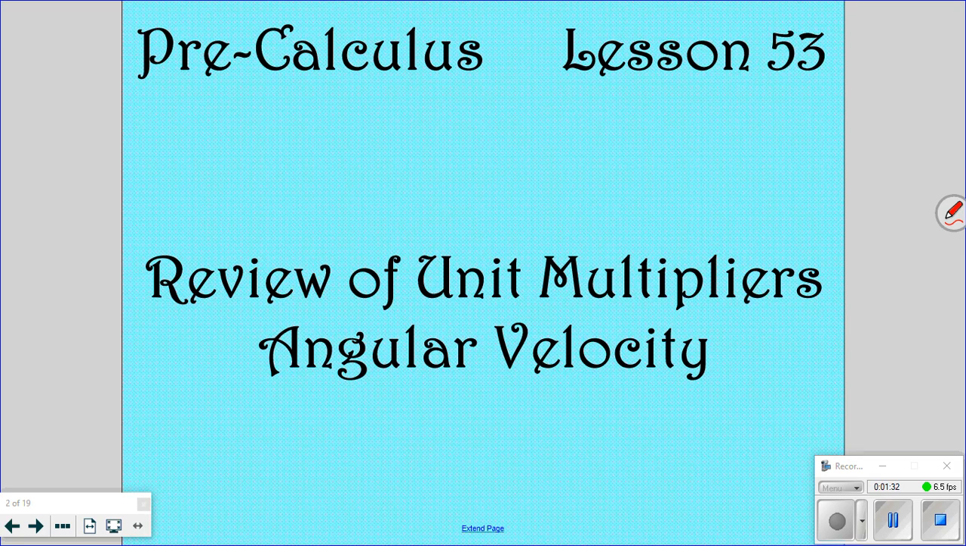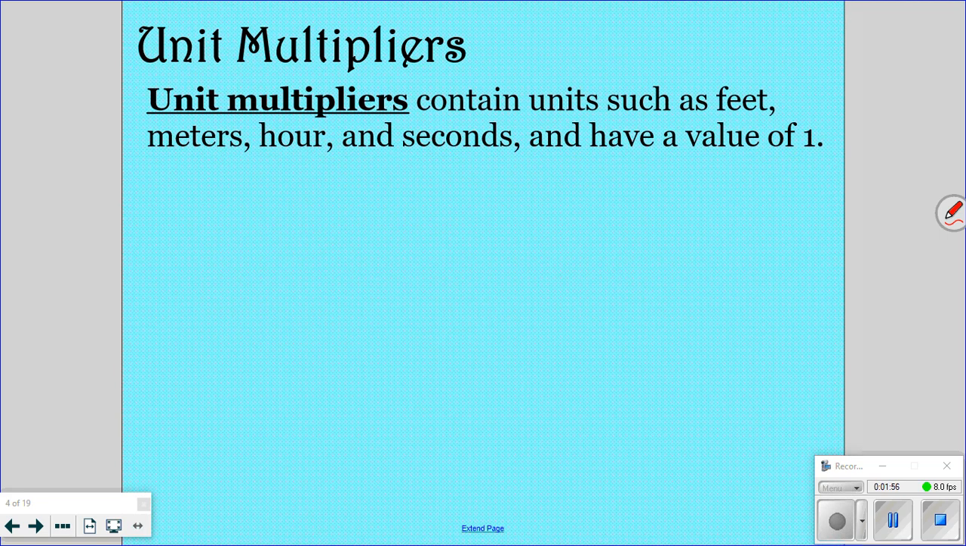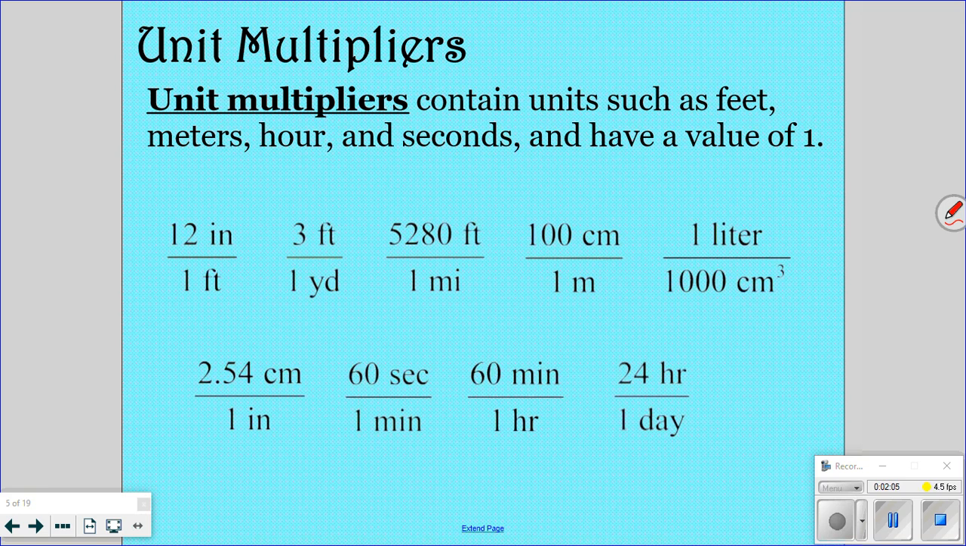So we're going to be looking at lesson 53 today. We're going to be doing a quick review of unit multipliers. You did that in Algebra 2, and then we're also going to look at angular velocity. This is the new part. So hopefully you'll remember your unit multipliers, and then you'll get an understanding of the angular velocity after we go through that. So unit multipliers contain units such as feet, meters, hours, seconds, and they always have a value of 1. So here are some unit multipliers that we've dealt with before.